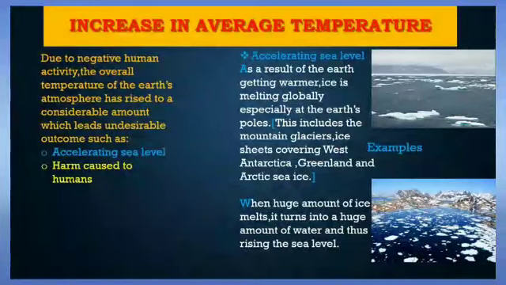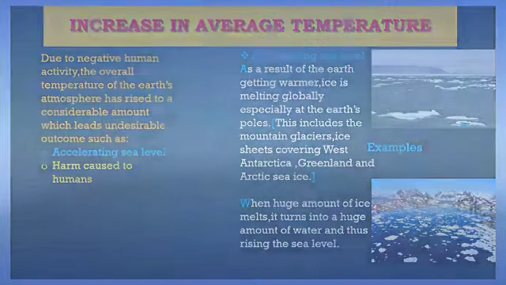Increase in average temperature. Due to negative human activity, the overall temperature of the Earth's atmosphere has risen to a considerable amount, which leads to undesirable outcomes such as 1. Accelerating sea level, and 2. Harm caused to humans. Accelerating sea level. As a result of the Earth getting warmer, ice is melting globally, especially at the Earth's poles. These include the mountain glacier ice sheets covering West Antarctica, Greenland, and Arctic sea ice. When a huge amount of ice melts, it turns into a huge amount of water and thus raises the sea level.